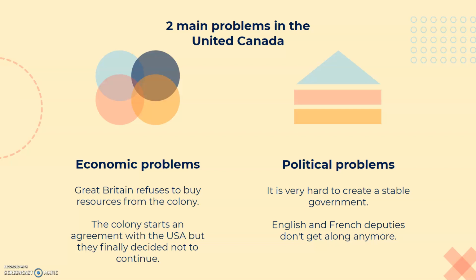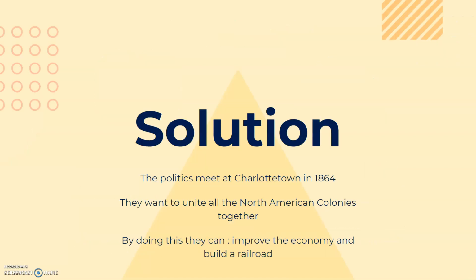There's a second problem, and those are political problems. First, it is very hard right now to create a stable government. English and French deputies don't get along anymore. So English and French Canadians, they don't like each other, and that creates a lot of conflicts in the government. So there's a solution. New politics, so the politicians meet at Charlottetown in 1864.